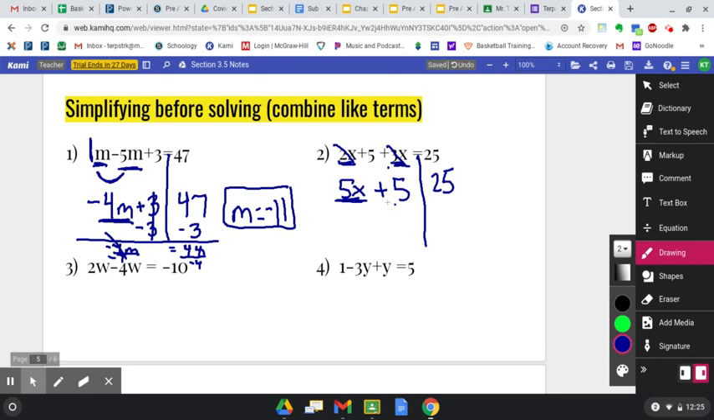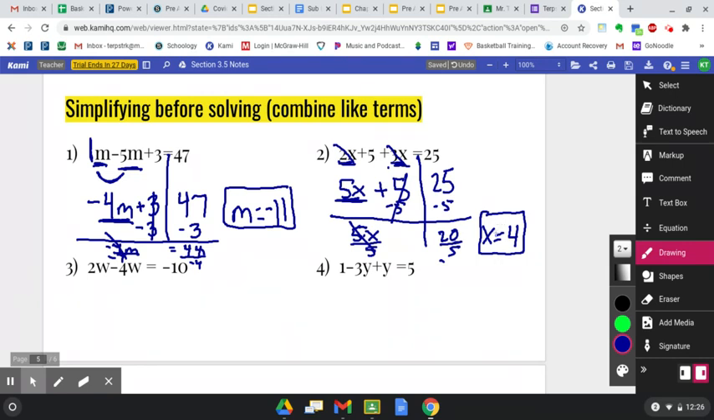So I want to get rid of a positive 5. So we can subtract. So we'd have 5x. 5 minus 5 is 0. 25 minus 5 is 20. Here, the inverse of multiplication is division, right? So that would cancel out and give me 1x. Got to do the same thing to the other side. So I end up with x equals 4.